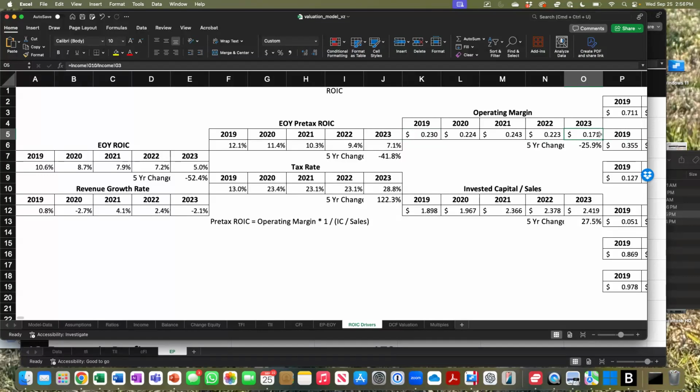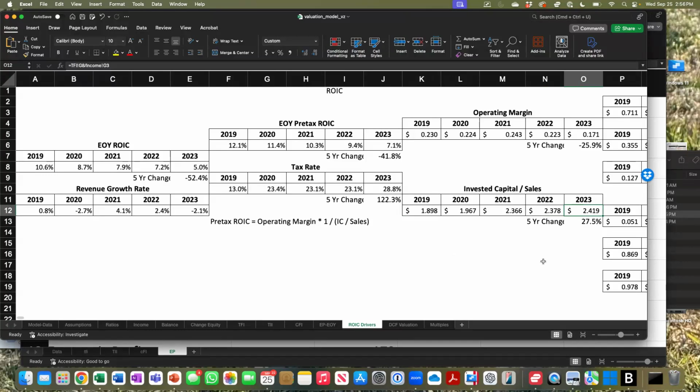Driver number three. To generate $1 of sales in 2019, Verizon invested $1.89, so $1.90 in invested capital. So they spent $1.90 to generate $1 of sales, capital intensive business. In 2023, to generate the same dollar sales, Verizon invested $2.42. Is that favorable or unfavorable to ROIC? It's pretty unfavorable. They're spending 50 cents more to sell the same stuff.